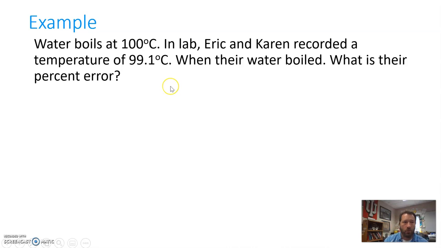Quick example. Water boils at 100 degrees Celsius. In lab, Eric and Karen recorded a temperature of 99.1 degrees Celsius when their water boiled. What is their percent error? All right, well, I always start with the formula I'm going to need. And again, you can see I'm using my symbols here. I'm not writing out the whole word. That saves me a little bit of time.